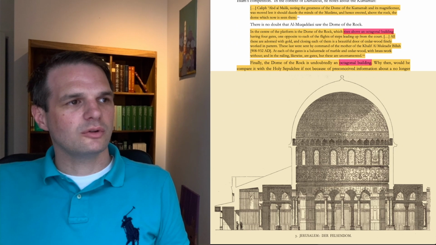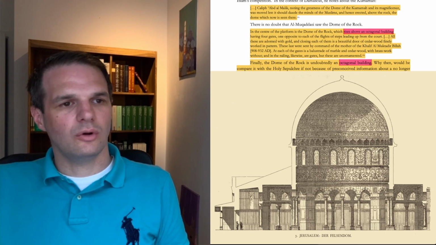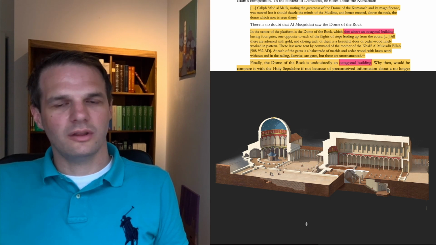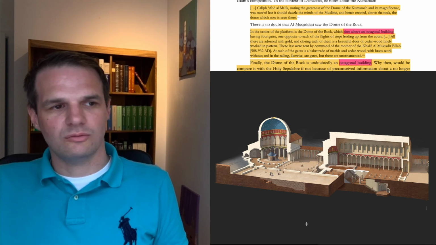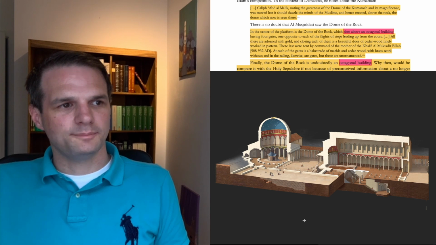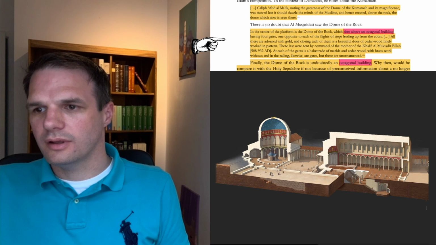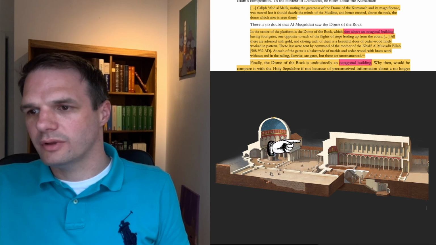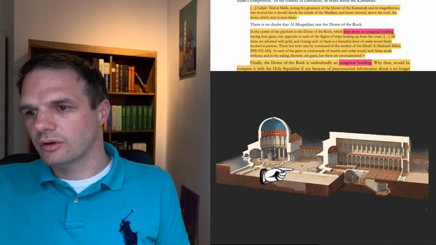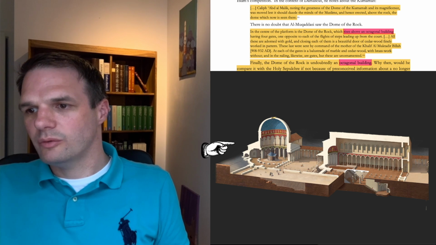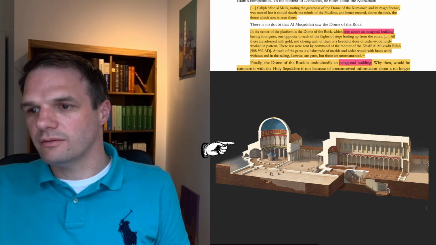Let me show you a reconstruction of an earlier version of the Holy Sepulchre. This is actually not the best one, but it was the one with the highest resolution that I could find. This is already a bit later, which you can tell because here the ambulatory has already been cut off in this reconstruction. So originally it was really going all the way around, just like in the Dome of the Rock. So why would you compare those two? Because they are very similar.